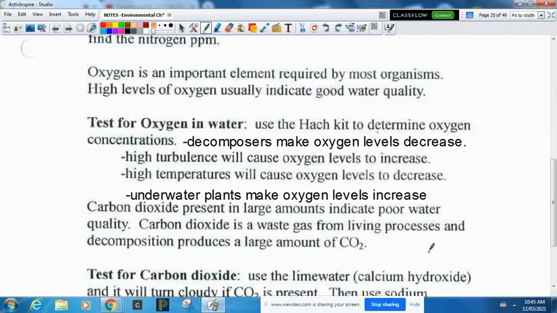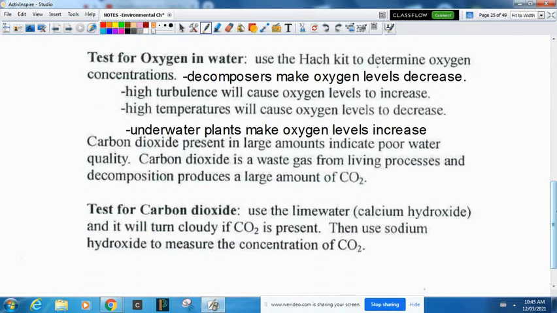Carbon dioxide present in large amounts indicates a poor water quality. Carbon dioxide is a waste gas from living processes. It's also produced as organisms decompose things. So if there's a lot of CO2, that's a good indicator that there is something wrong with that water source. The test for carbon dioxide is a lime water test. It'll turn cloudy if carbon dioxide is present.